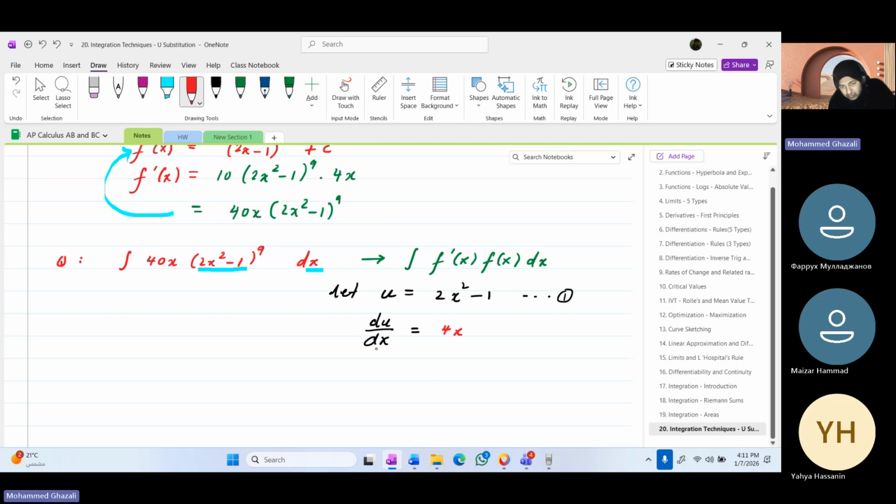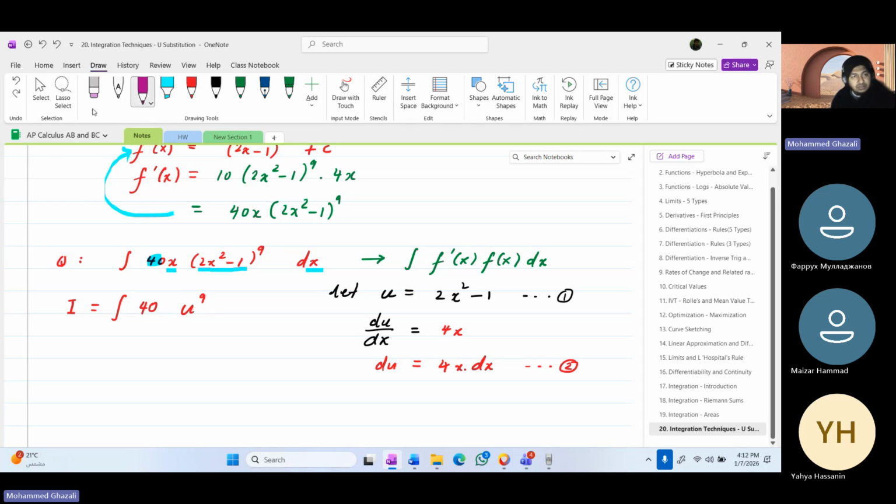Now I will take this dx across, just cross multiplying. Therefore du is equal to 4x dx. There's my second equation. Now I need to take equation 1 and equation 2 and substitute them into my integral. So now my integral becomes the integral of, leave the 40 as it is, don't worry about the 40. We know (2x squared minus 1) to the power 9 is already u to the power 9. My question is, what is x dx?